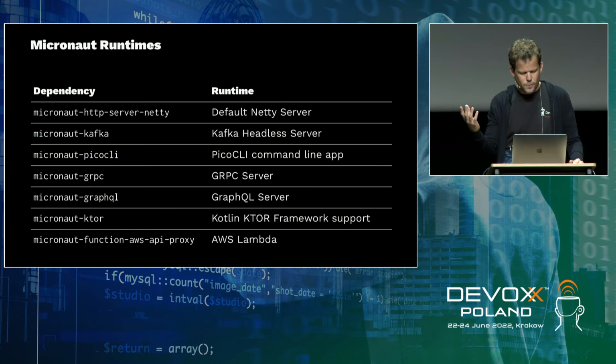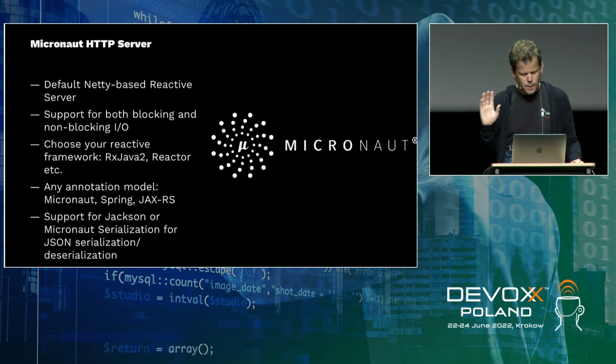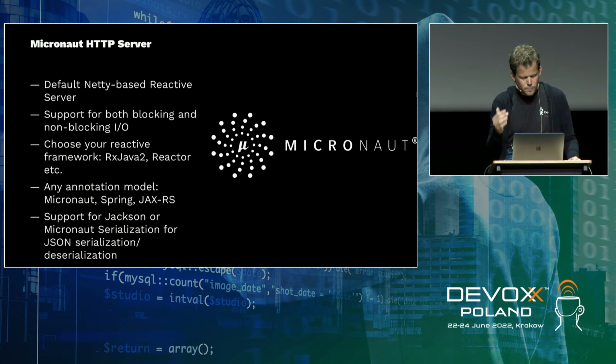So far, I've shown you the fundamental components, and Micronaut has different runtimes, right? It has Kafka for headless microservices, Picocli for writing command line apps. You can write gRPC applications. You can write GraphQL applications. We even have support for other frameworks like Ktor in the Kotlin world, and for writing serverless functions. But I'm going to talk briefly about the HTTP server.